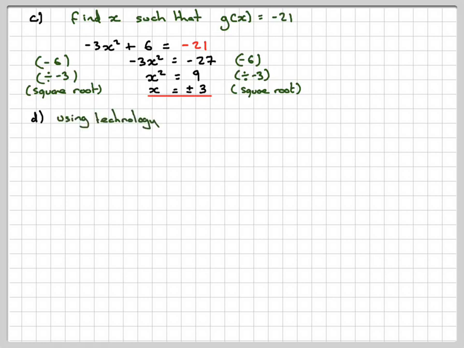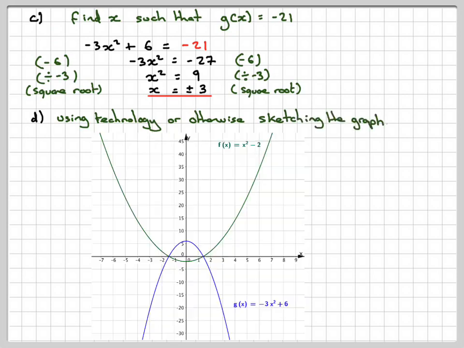Right, using some sort of technology we're going to sketch. So I use GeoGebra here. Okay, so whatever technology you use. So here's my graph. This is the graph of f of x is equal to x squared minus 2, and this is the graph of g of x equal to minus 3x squared plus 6.